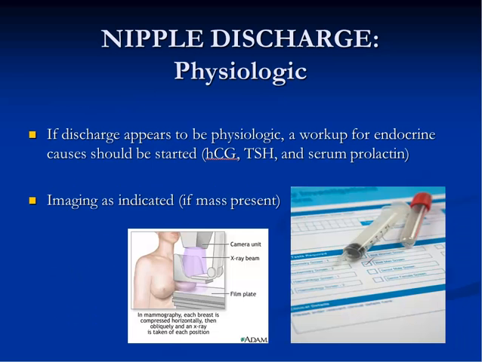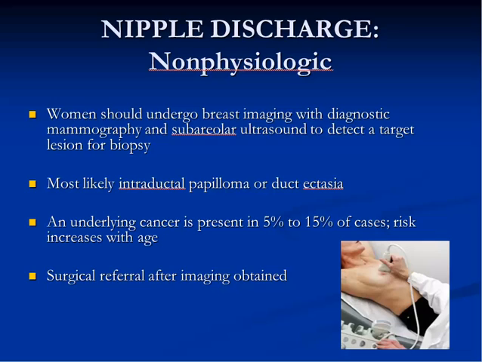Management of physiologic discharge includes an endocrine evaluation. Breast imaging is typically not necessary unless a mass is palpated. If the endocrine evaluation is negative and the breast discharge only occurs with expression of the breasts, recommend to the patient to stop expressing her breasts and follow her expectantly. Non-physiologic nipple discharge should be evaluated more aggressively as detailed below.